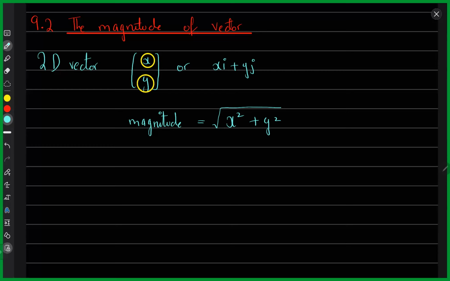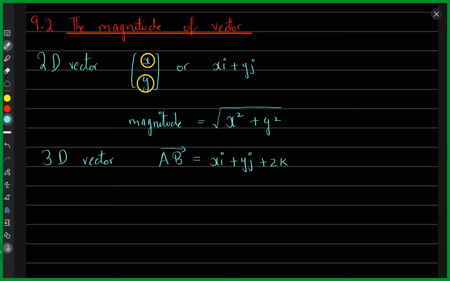Now let's say that I have a three-dimensional vector, AB. So let's say AB vector is equal to xi plus yj plus zk. Since it is three-dimensional, I'll be writing down the three components.